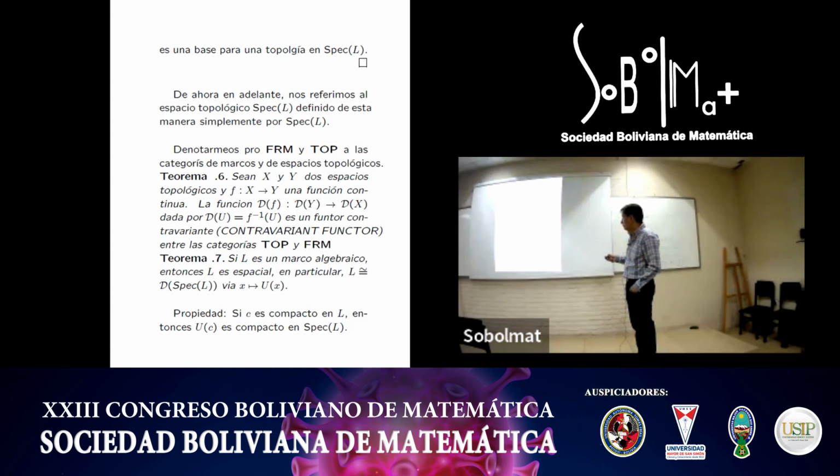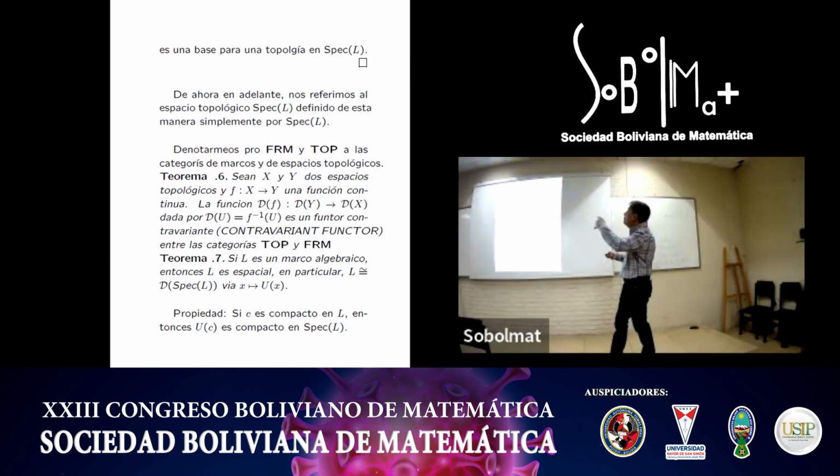And you know, ustedes saben que si f es continua entre dos espacios topológicos, entonces la imagen inversa de un abierto es abierto. Esa es la definición. That's the definition. So this is perfectly well defined. So this becomes a contravariant function.